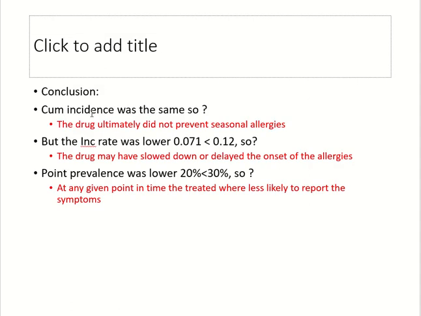Well, like we said, the cumulative incidence rate was the same, meaning ultimately the drug did not prevent seasonal allergies. However, the incidence rate was lower. If you remember, the concept of incidence rate is how fast it spreads. And basically, since the incidence rate in the treated arm was lower than the non-treated arm, we can talk about slowing down the onset of the allergy. So those treated, the rate at which they developed the allergy symptoms was slower.